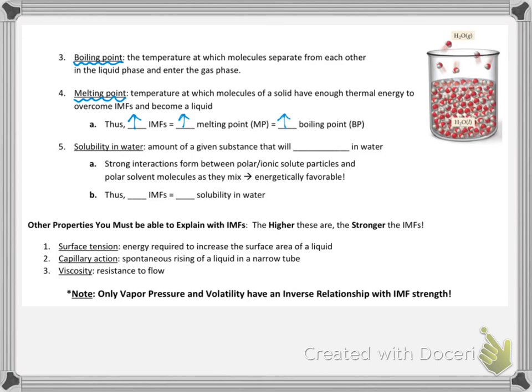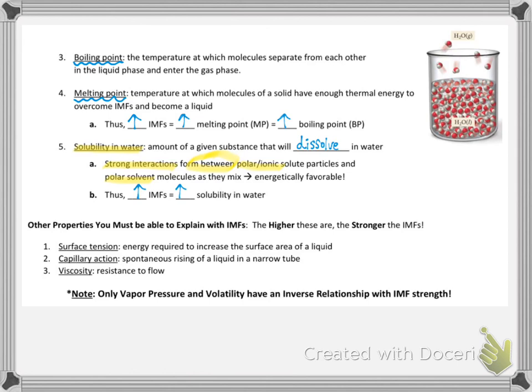There is also, interestingly enough, solubility in water. Solubility is just the amount of a given substance that will dissolve in water. When you have strong interactions between the things that you're dissolving and water, or a polar solvent, then they're most likely to be soluble. That's energetically favorable. So higher IMFs tend to lead to an increased solubility in water. Those three are by far the most commonly tested direct relationships between IMFs, but there are honestly a couple more.